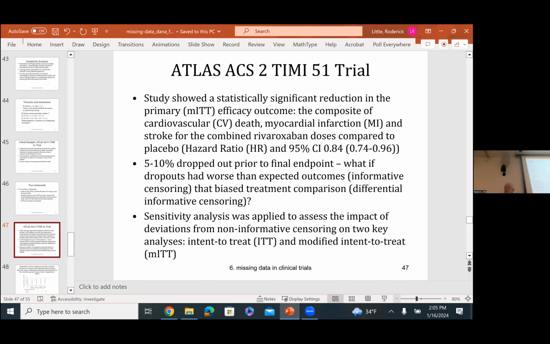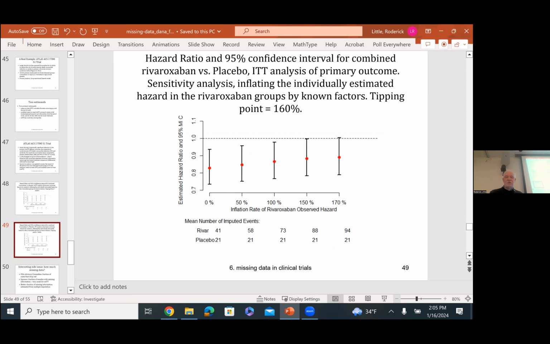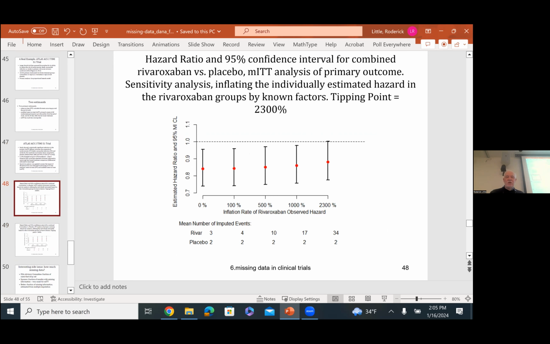So instead of assuming coarsened at random, deviate and allow for a rate of missing data that's higher in the treatment group, and then do a sensitivity analysis. And so you can do these sorts of plots where you make the deviation from coarsened at random as much as possible until you lose the statistical significance of the treatment effect. So that's what they call the tipping point. So do a tipping point analysis.